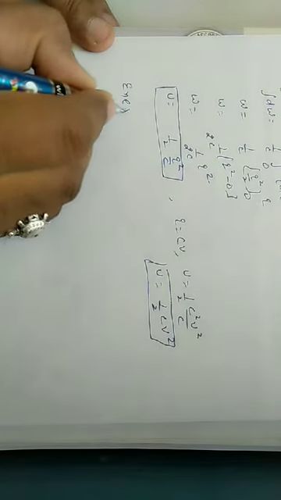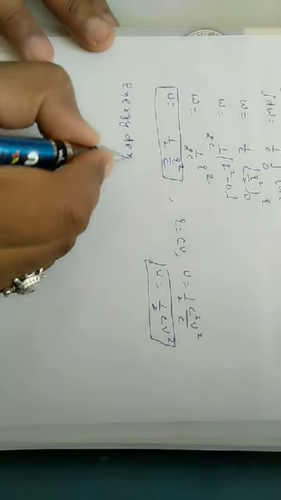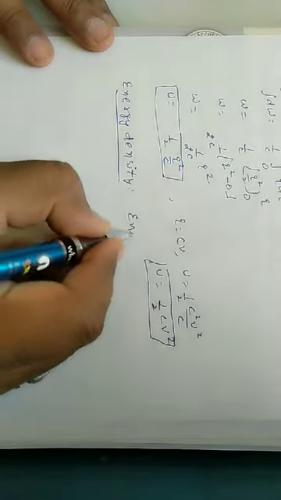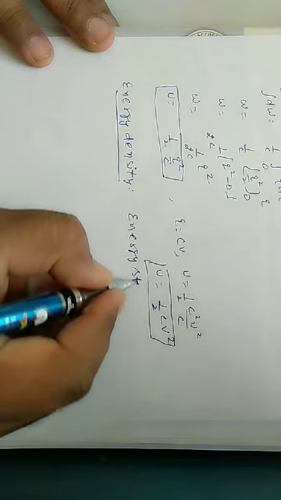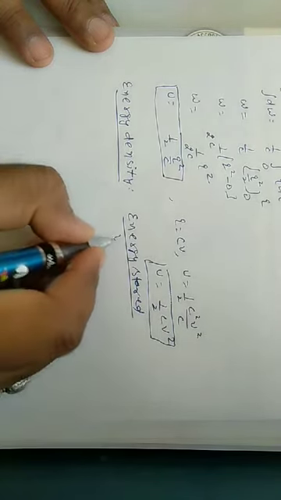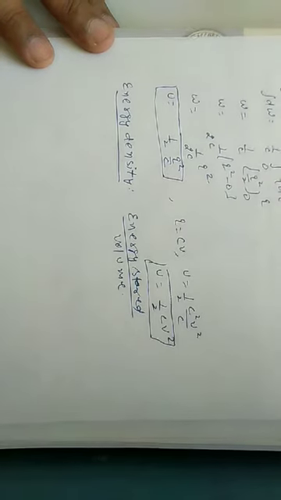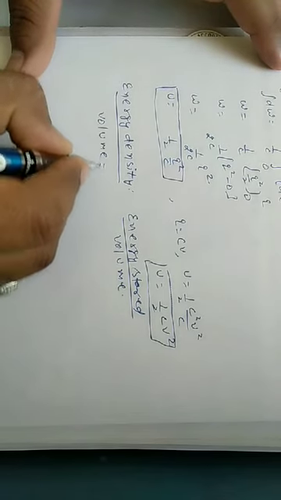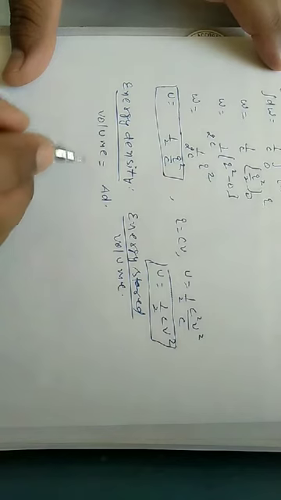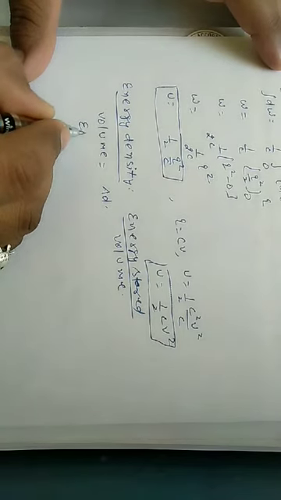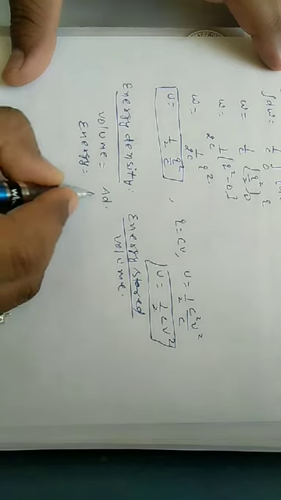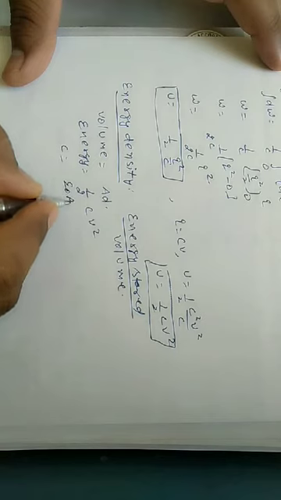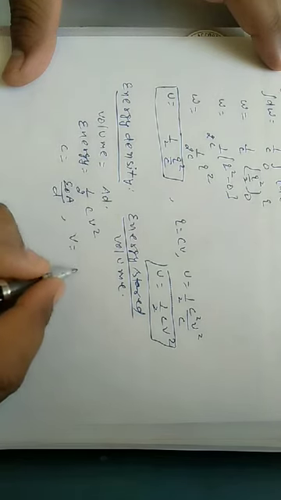Next topic is energy density. This is energy stored per unit volume. Now, volume is area into distance, A into d. Energy stored is half CV square. We know C is epsilon 0 A by d, and V is Ed.